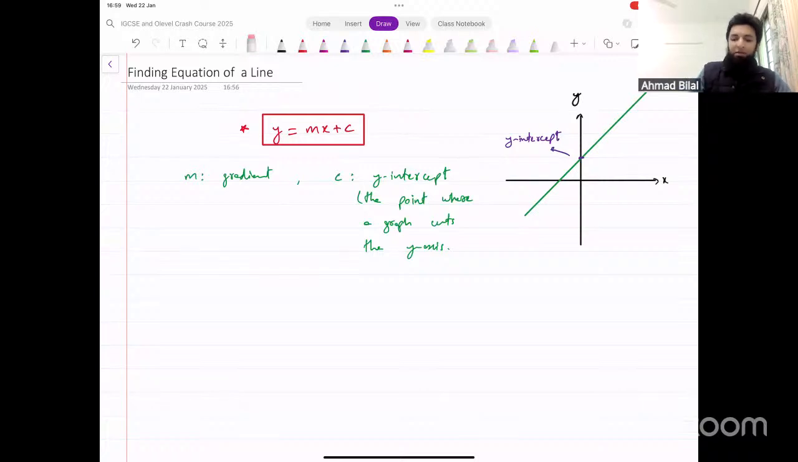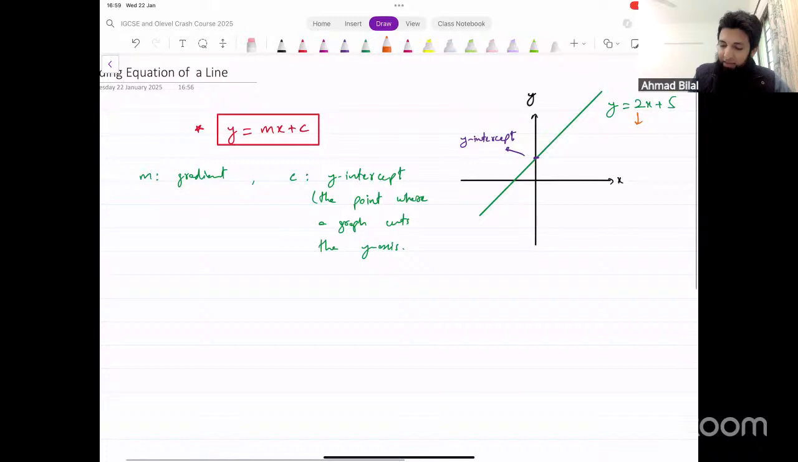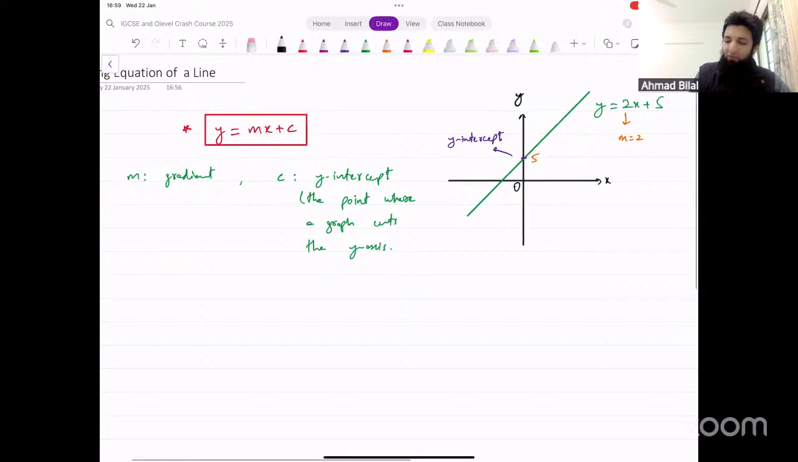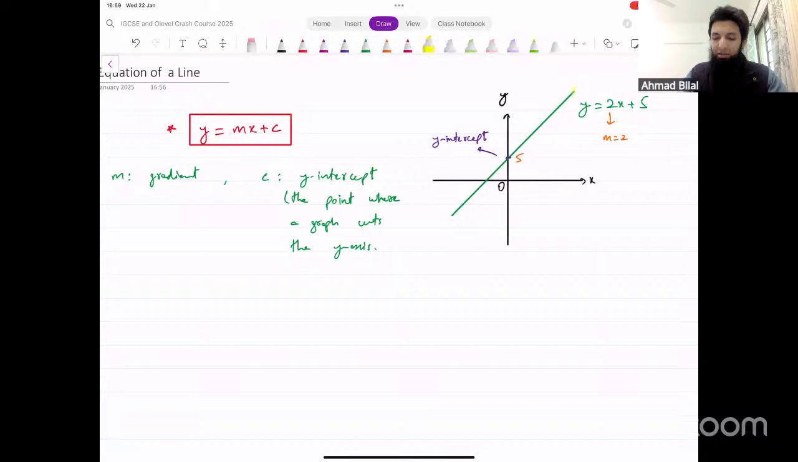Okay. For instance, let's say this line has an equation of y equals 2x plus 5. What exactly does that mean? That means that the gradient of this line is 2 and the y-intercept is 5. That means this point here on the y-axis is 5. Okay. And then what does this equation represent? Y equals 2x plus 5. This equation represents every single point on this line that we have drawn. Every single point in this line will satisfy this particular equation.